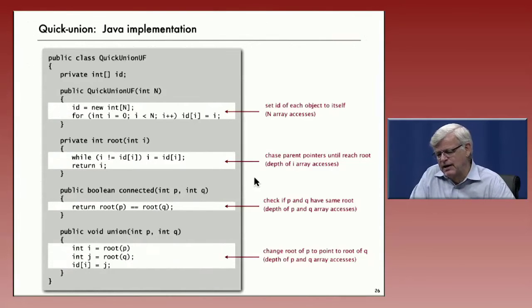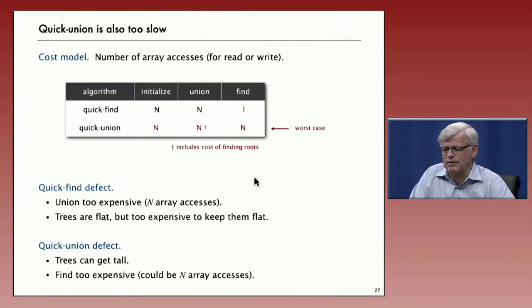So now we're going to have to look at whether this code can be effective for large problems. Unfortunately, quick union is faster, but it's also too slow. And it's a little different kind of too slow than for quick find. There's times when it could be fast, but there's also times when it could be too slow. And the defect for quick union is that the trees can get too tall, which would mean that the find operation would be too expensive.